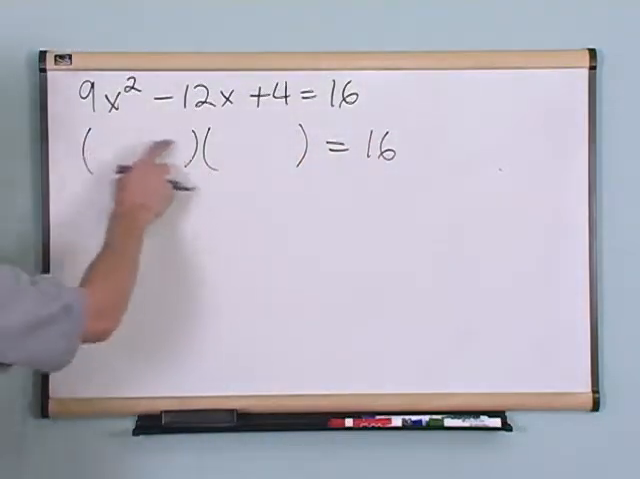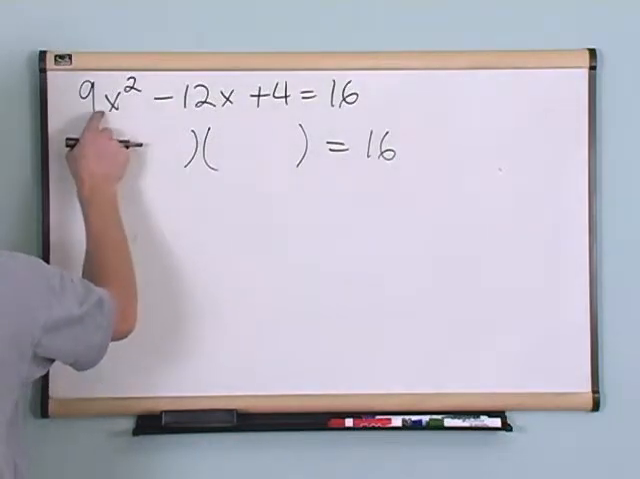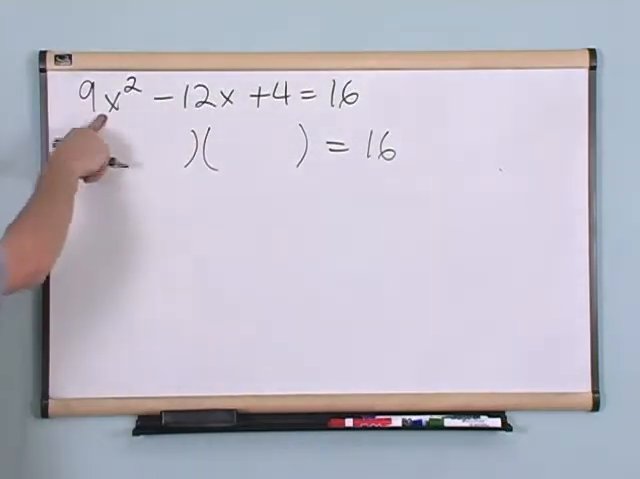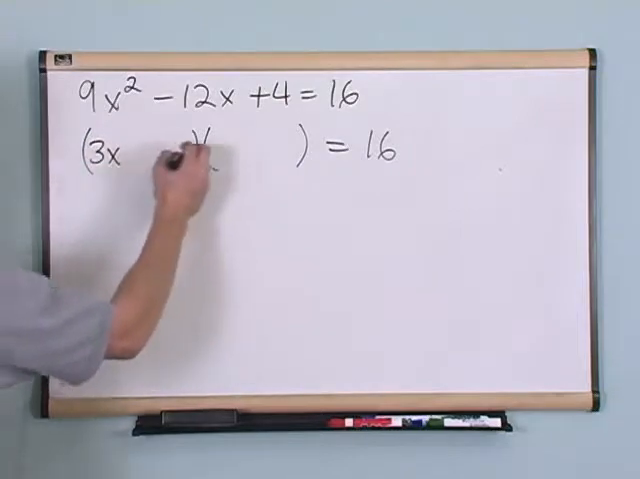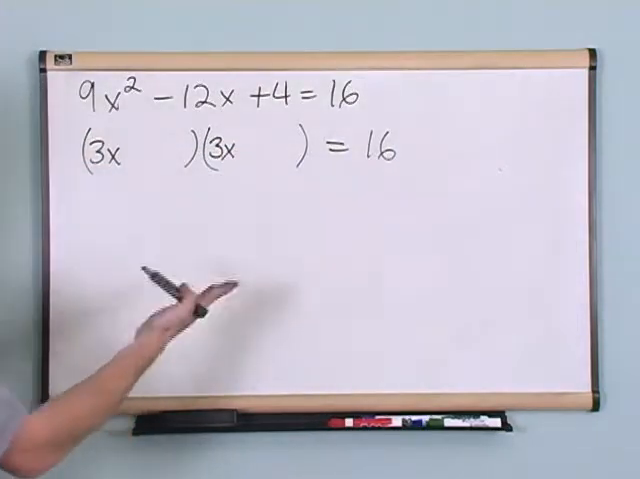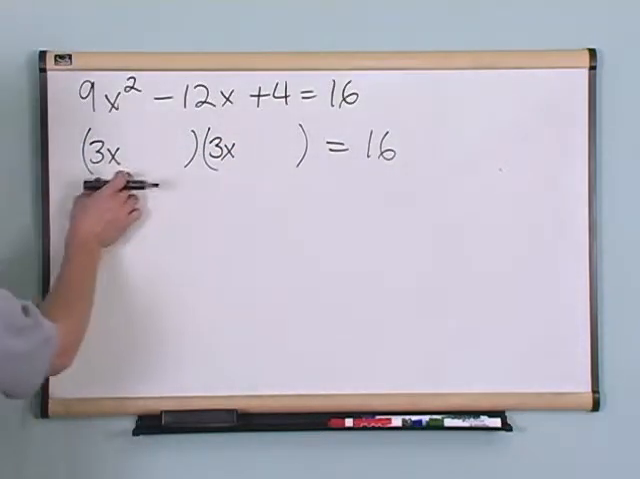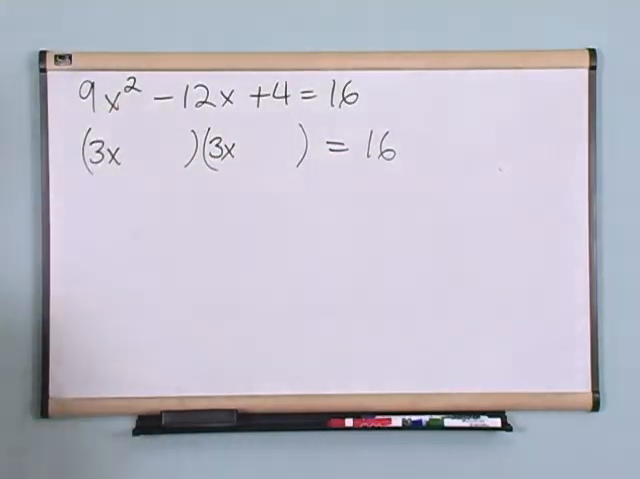I need to figure out what goes in the first area here. And I want it, when I multiply them, to be equal to this term. So I'm going to pick 3x for now and 3x for now, knowing full well that I may change that later. But 3x times 3x gives me 9x squared, so I start there.